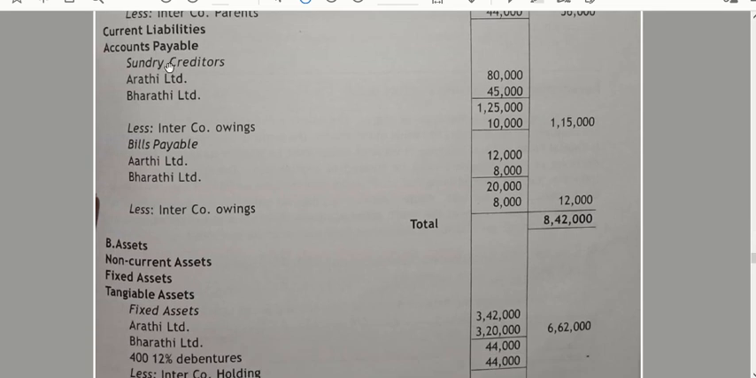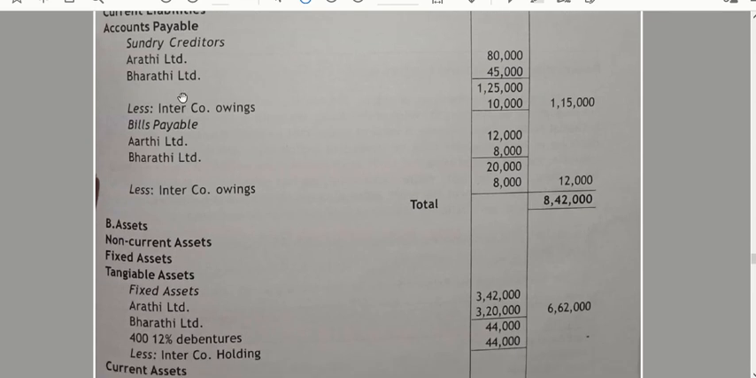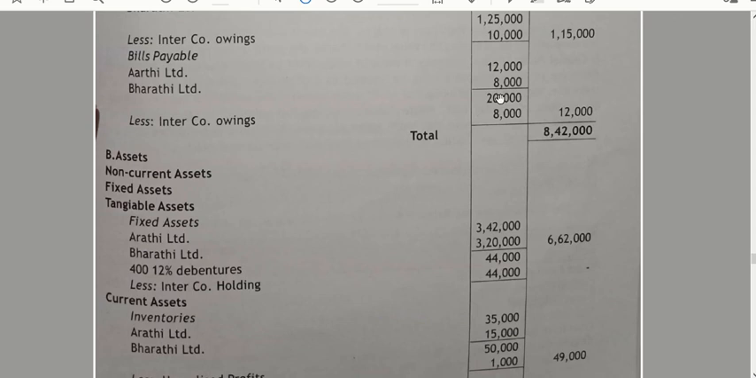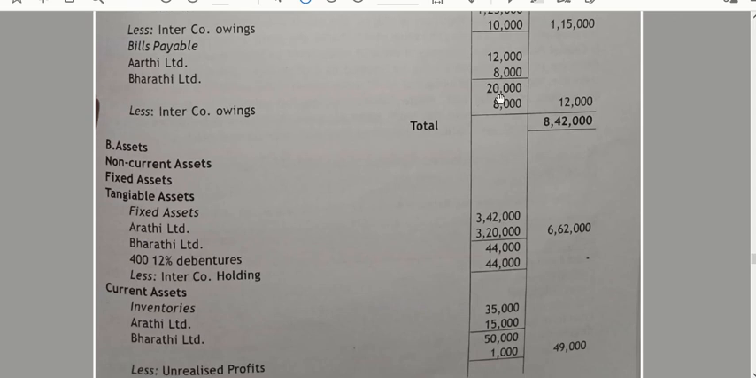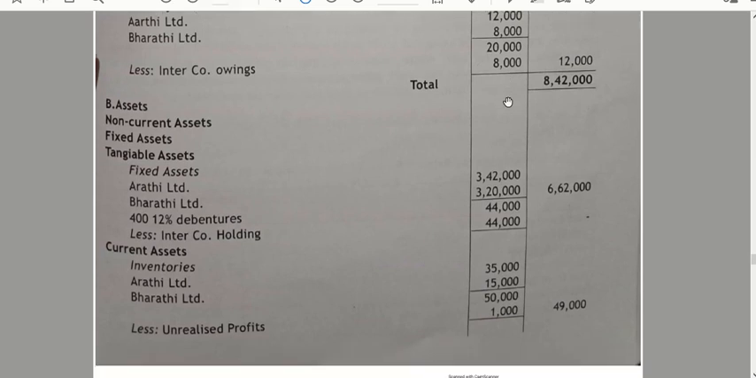Current liabilities, under that we have accounts payable. So after debentures we have current liabilities, accounts payable, under that we have sundry creditors. Aarti Limited is 80,000, Bharati Limited is 45,000. Total we have 1,25,000 minus your intercompany owings, which is 10,000, you get 1,15,000. Bills payable, Aarti Limited is 12,000, Bharati Limited is 8,000, less your intercompany owings, which is 8,000, you get 12,000.